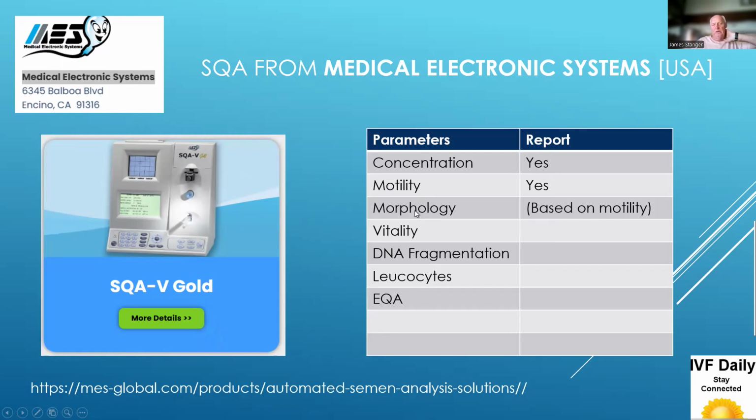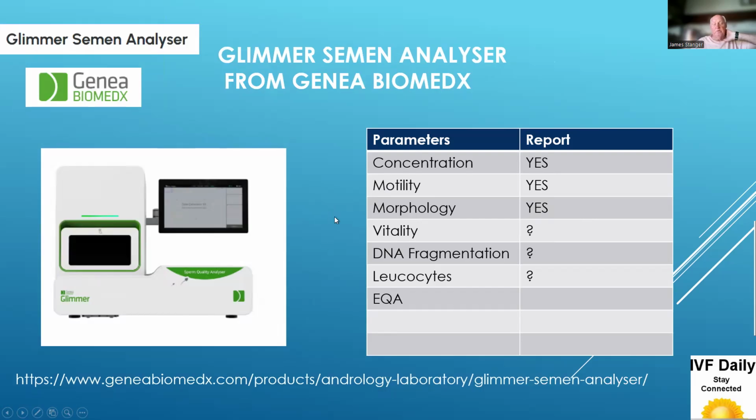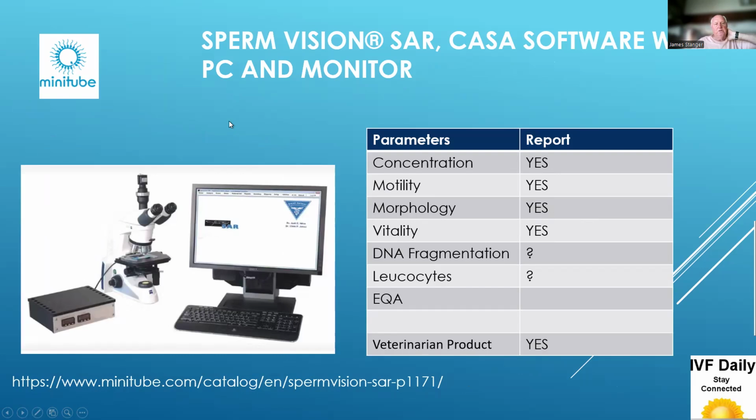And once again, the morphology is based on motility, and therefore you can only do the morphology on samples with good motility. Another one I came across, which I've had no experience with, is from Genova Biomedics, but something worth a look at. It's called a glimmer semen analysis, and I haven't got any further information on that. And the last one is a mini tube, which has been around for a long time, one of the very early ones. Now, I'm sure it's very efficient for motility and concentration, and very cheap.